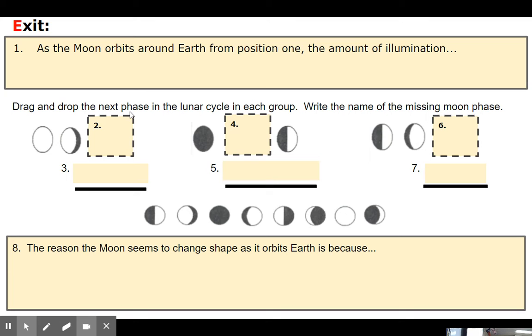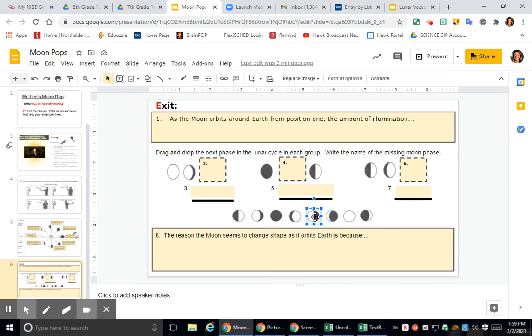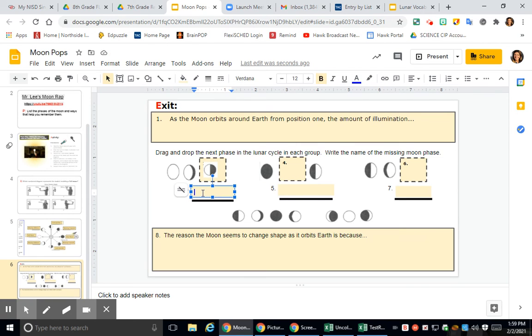Let's drag and drop the next phase in the lunar cycle in each group and write the name of the missing moon phase. Here we have a full moon, and then you can see you're losing light on the right, just a little. So we are a waning gibbous, and we're going to lose a little more light. So we'll be a third quarter, losing light on the right. It looks like this position here because we're losing light on the right, and we are a waning gibbous.